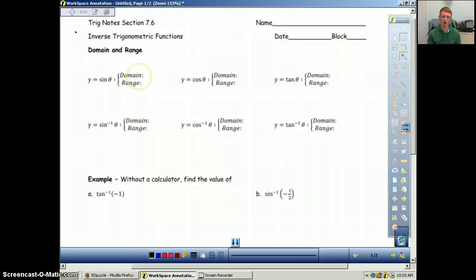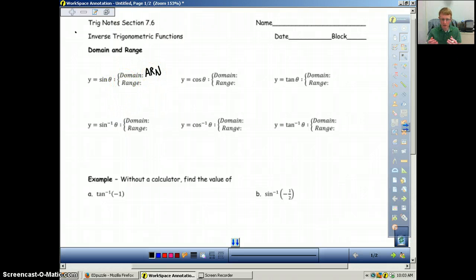So domain, recall, is the input value, the x value, the theta value. It's what you're inputting. In other words, is there any limitation to what we can put in? For sine, there isn't, so we can say that that is all real numbers, and I just always say ARN for all real numbers. The range is the output.